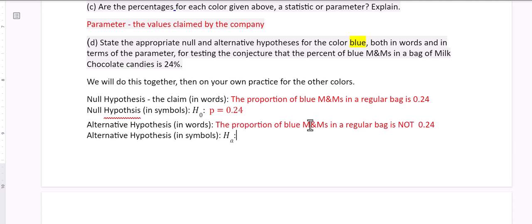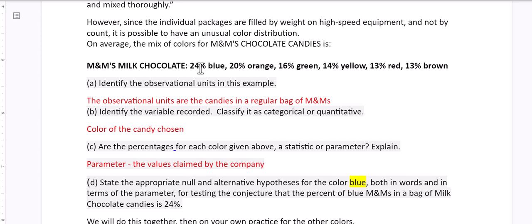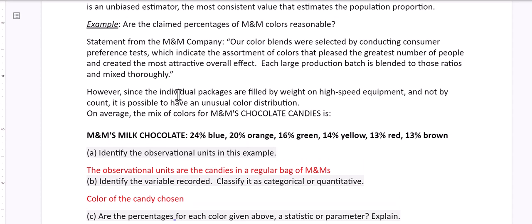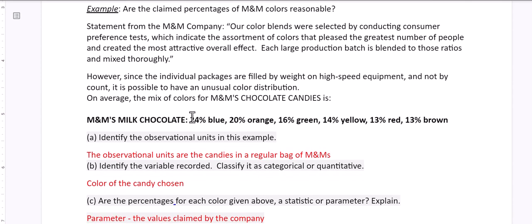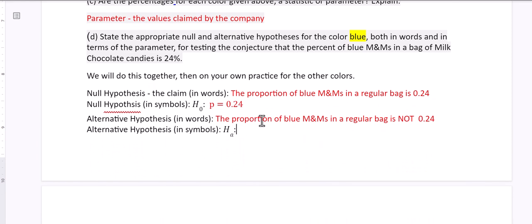Sometimes we may see this differently. We may see it as greater than 0.24 or less than 0.24. But in this case, we can't really make an assumption of whether it's greater than or less than, because we would need more information to make that decision. So it's either 0.24 or it's not. That's the alternative hypothesis. So in symbols, we're going to say P is not 0.24.